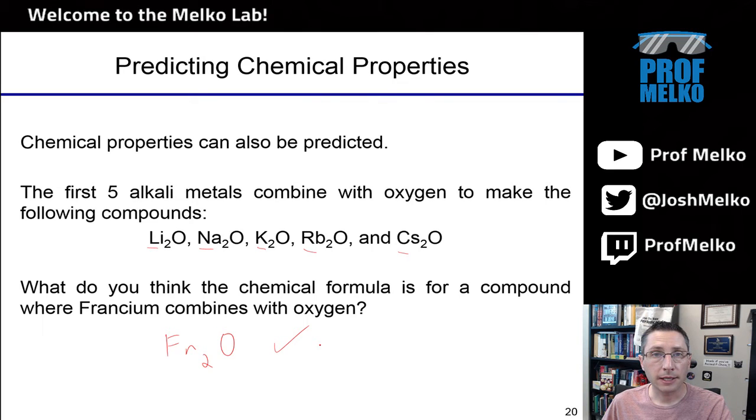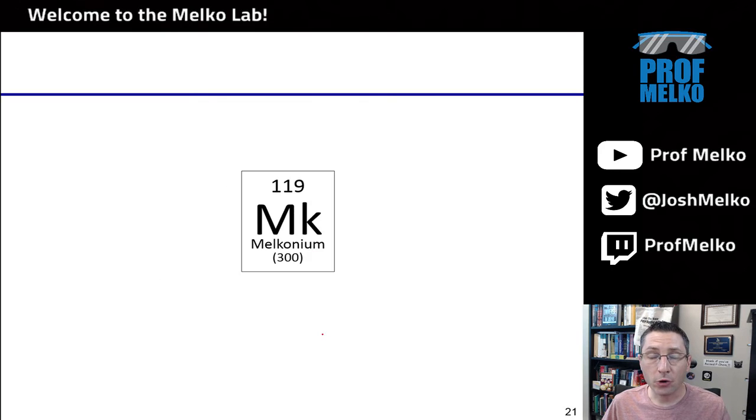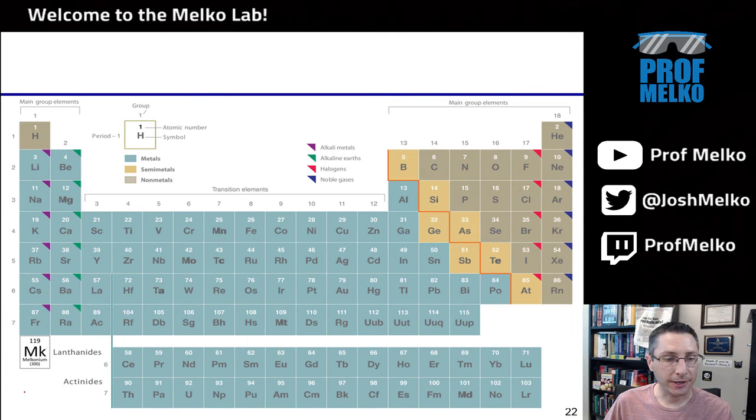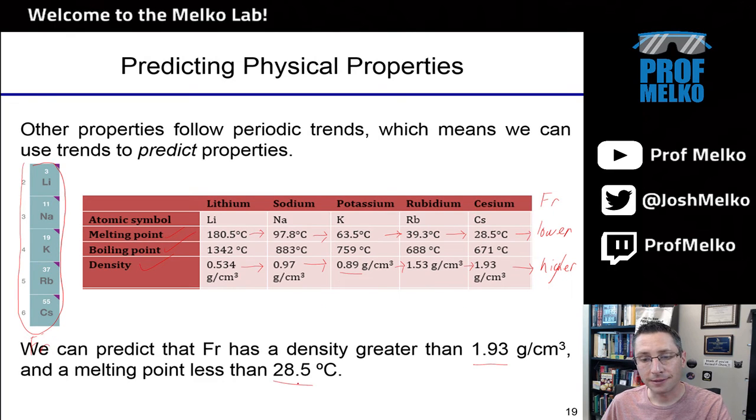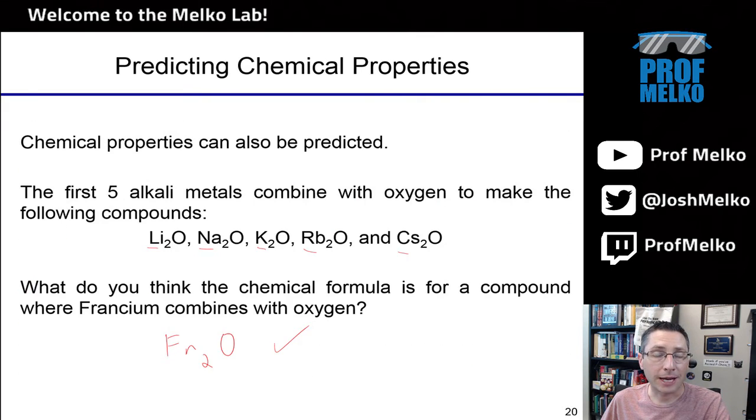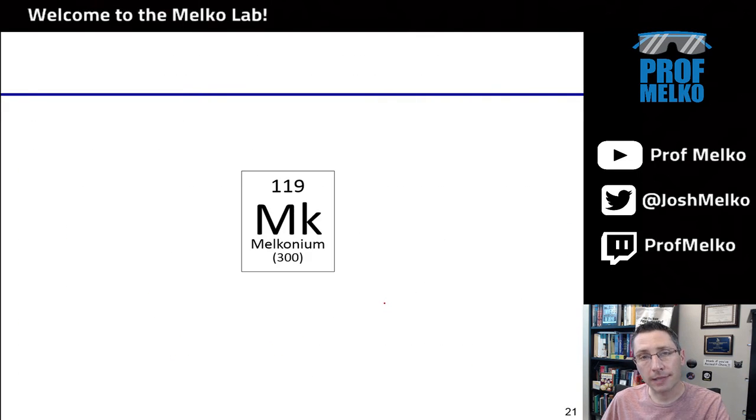Now, there's actually an element under francium yet to be discovered. That's where you come in, melkonium. So get out there, discover this next alkali metal. We know its properties. It's going to live right here. It's going to react with oxygen to make Mk2O. It's going to have a melting point less than 28.5 degrees Celsius and a density greater than 1.93. We know all the properties. You guys just have to get it out there and discover it. And of course, name it after Prof. Melko.